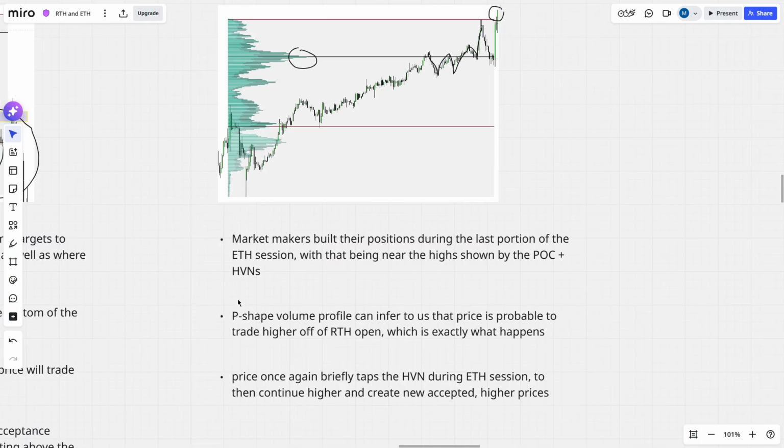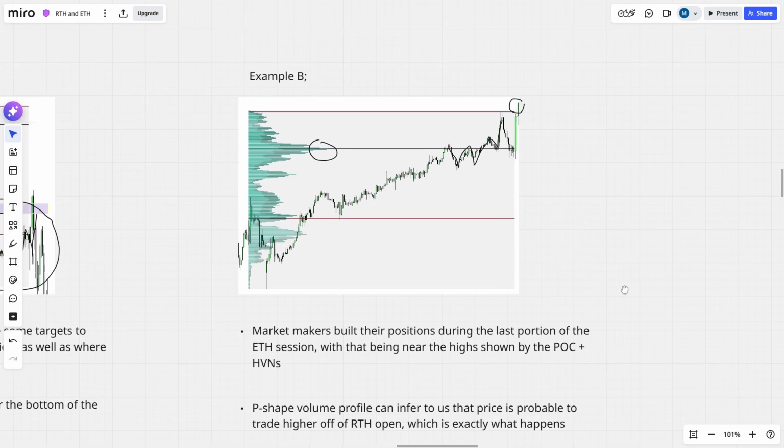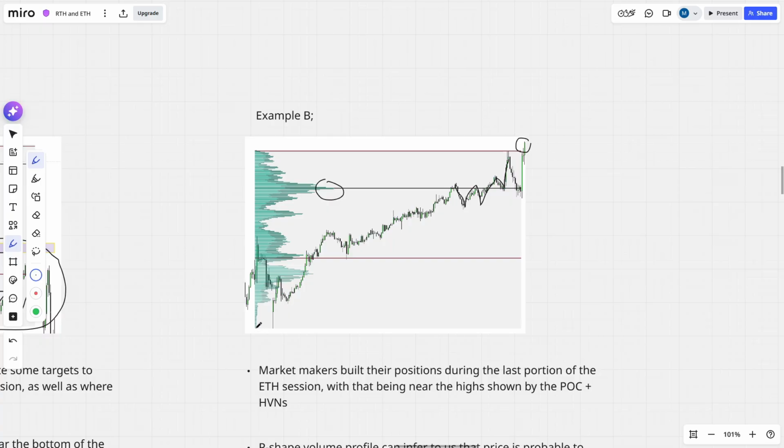So how do we know that they're building this volume higher? Well, these P-shaped profiles can infer to us that price is probable to trade higher off of RTH open, and that is what happens. So if we draw this out, I can show you quickly. Rough P, yes, that is a P. So to recap, a P session volume profile infers heavy buying power going into RTH, and a B volume profile infers that sellers are stepping in and they want to move price lower opening into the RTH session.